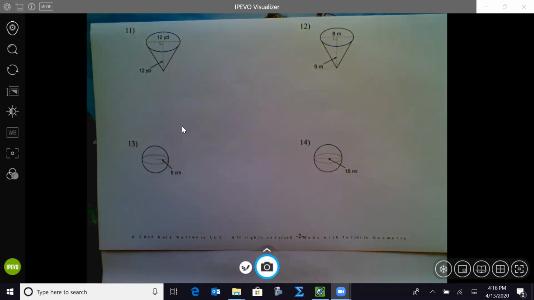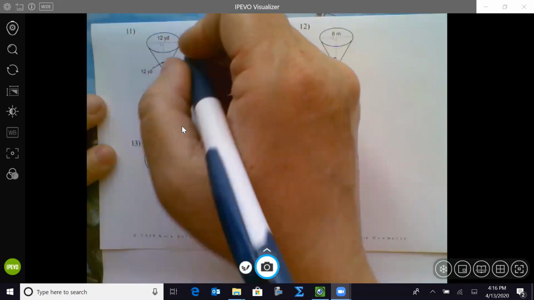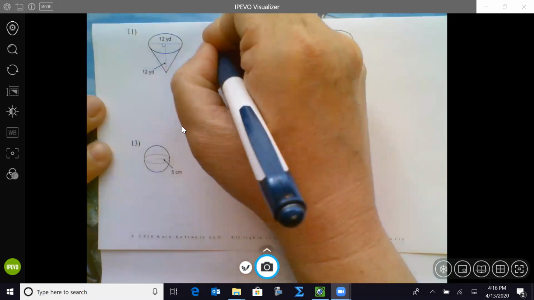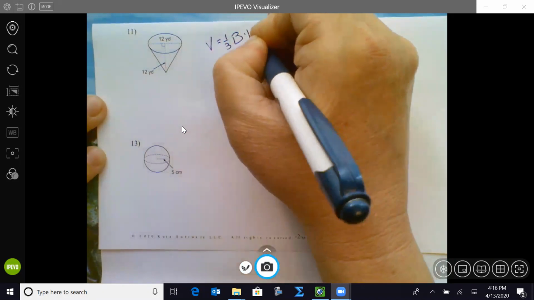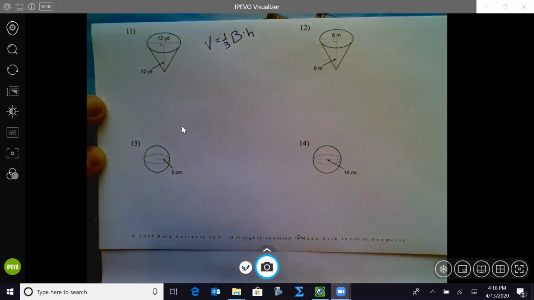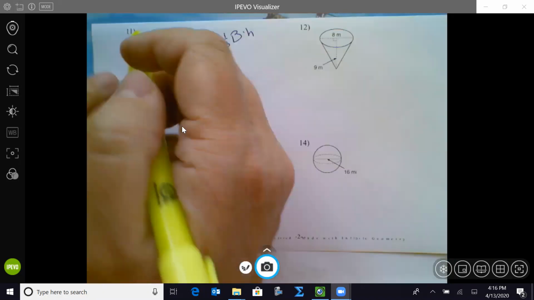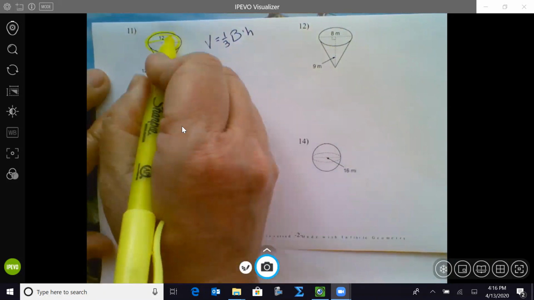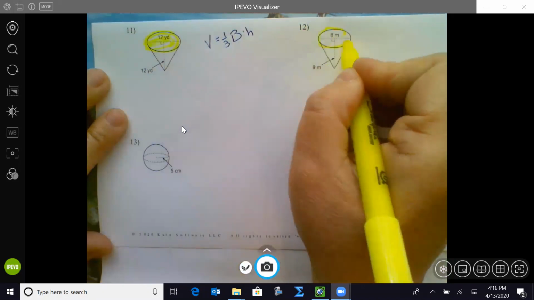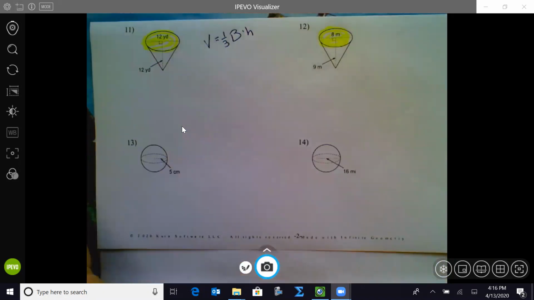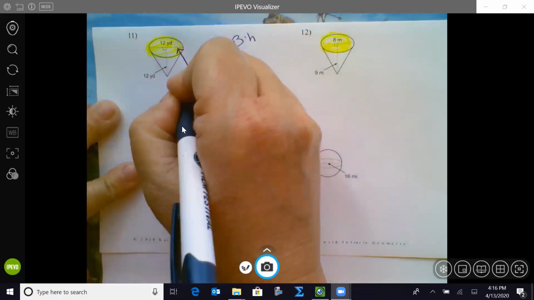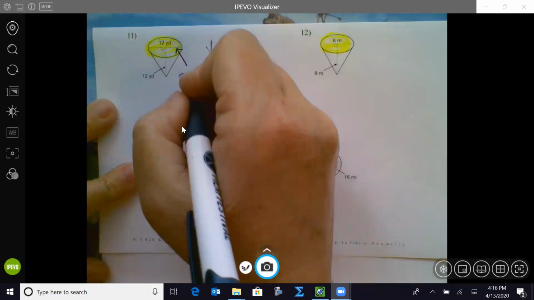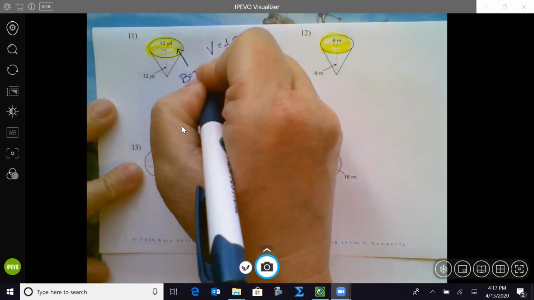All right, so next up is volume of cones. Just like for pyramids, the formula is 1/3 area of the base times the height of the cone, except in this case, the base is a circle. So first you have to get the area of that circle. So the base here, area of a circle is pi r squared.